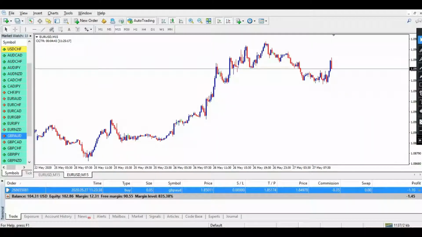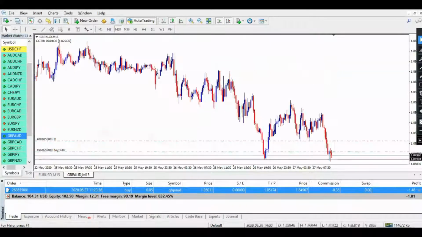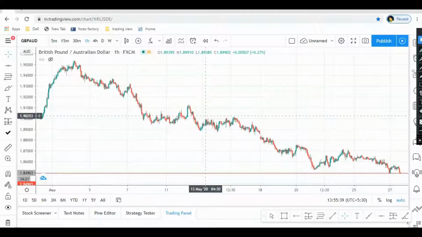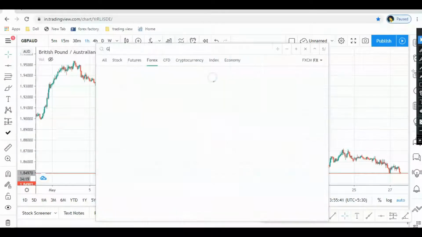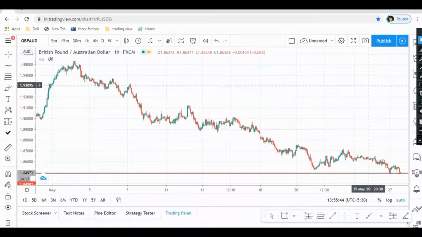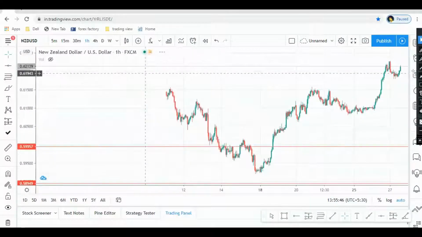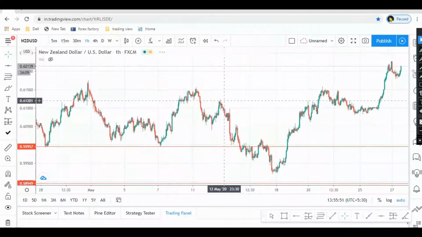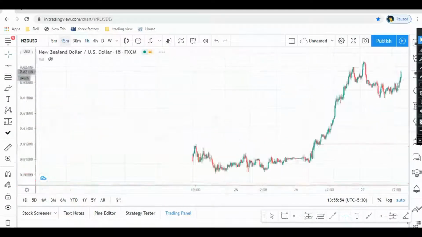Okay, so as you can see in front of you, within a couple of seconds I have closed my trade in profit, and I got 10 pips of profit, which is too good for a scalper. So till now the price is ranging on GBP AUD. Let's find another trade. I will take 1-2 more trades, and after that I will close this session. So let's switch to the GBP. I took a trade on GBP AUD, and let's find out on NZD. Let's switch to the 15-minute chart.